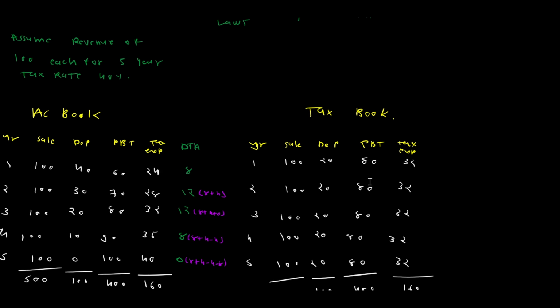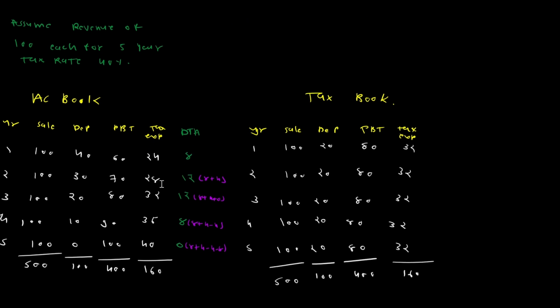It means I paid 32, but in the accounting book, 24 rupees is shown as the tax expense. So the difference, 32 minus 24, which is 8, will be my deferred tax asset. I show it as a deferred asset because I have paid more than I actually showed in my accounting books.